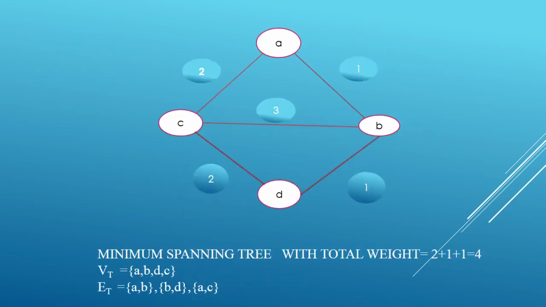Finally, from the original graph, we can get a minimum spanning tree containing the edges AB, BD, AC. So the spanning tree looks like this, containing edges AB, BD, AC, and whose total cost weight is 2 plus 1 plus 1, that is equal to 4.